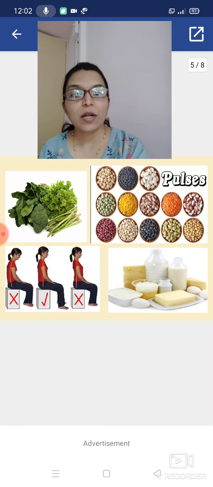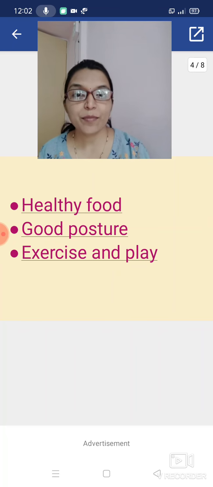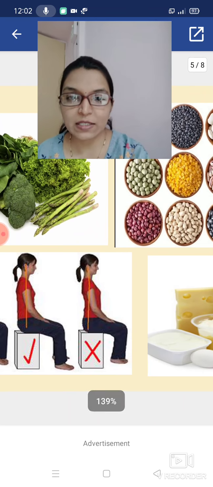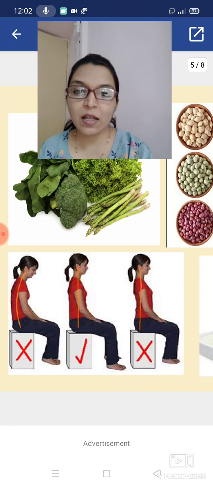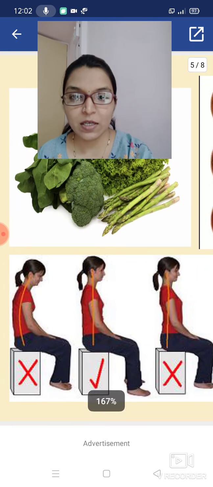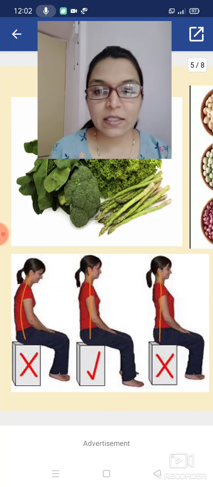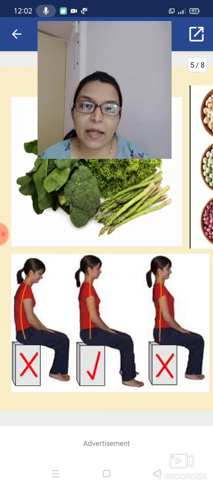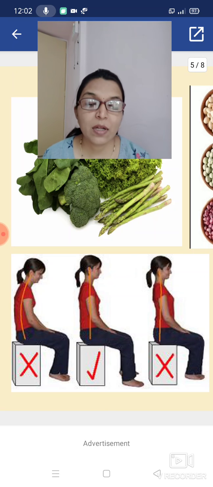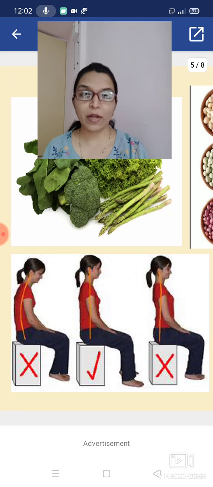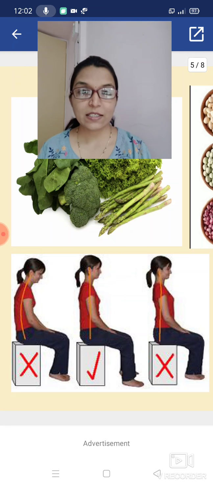Okay, so next point, how can we keep good posture? In this diagram you can see this girl. In the first picture you can see how this girl is sitting, she sits bent like that. Because of that, our backbone will be bent. So what we have to do, we have to sit straight.